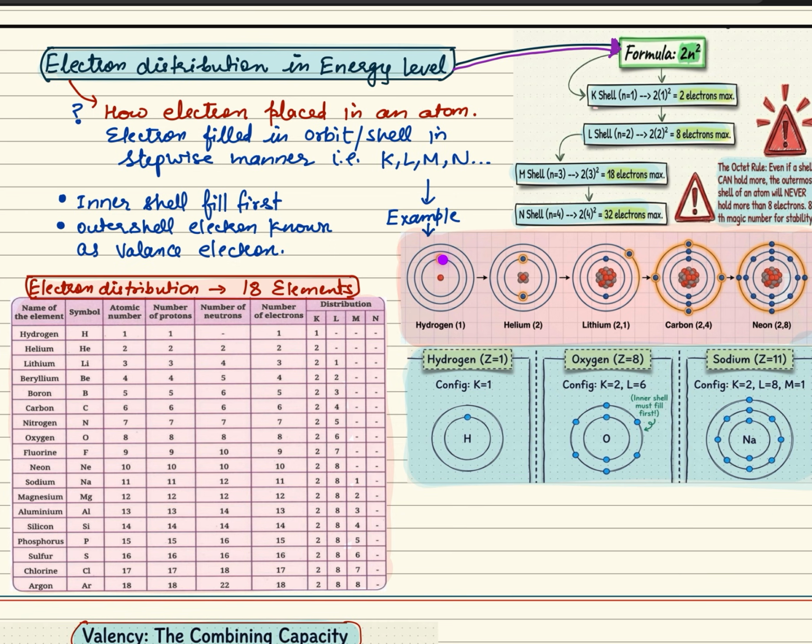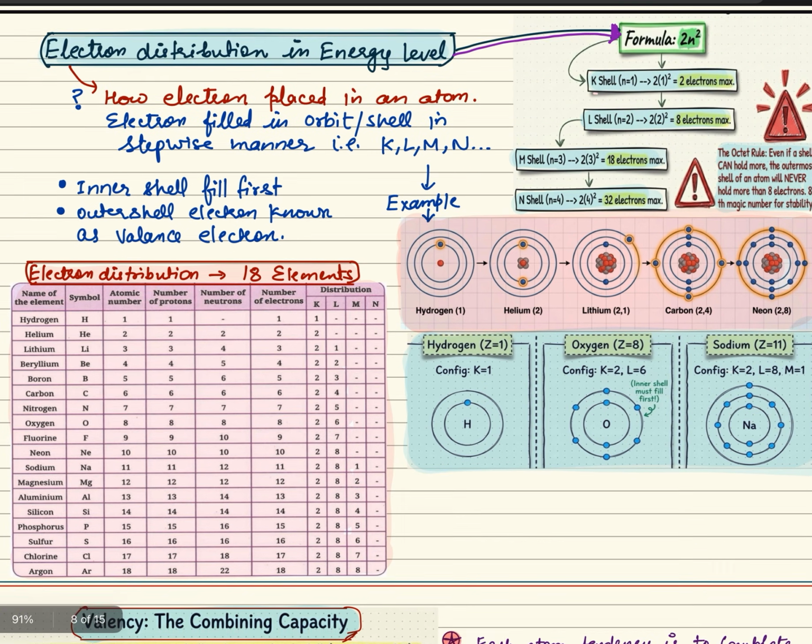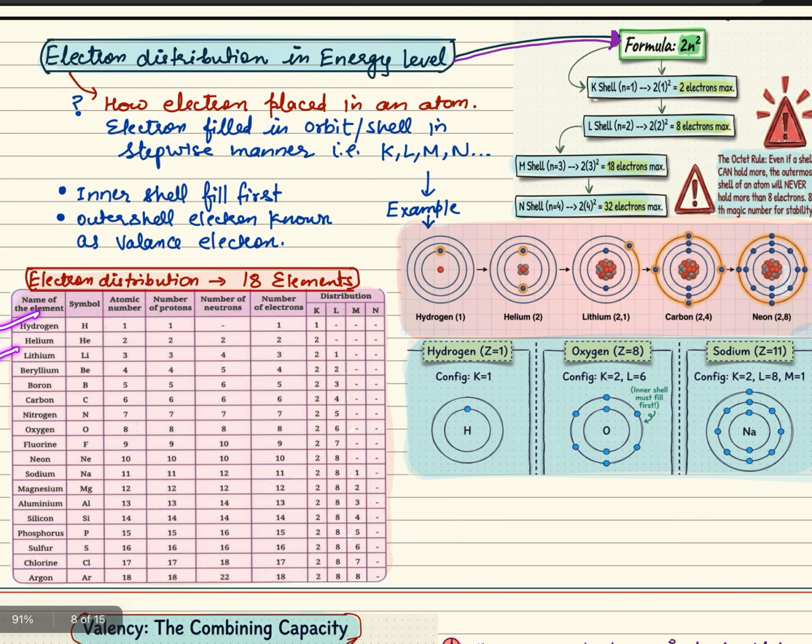And this is the rule for filling the electrons. First we have to fill the first shell with 2. After that we have to completely fill the second shell with 8, and so on. The inner shell should be filled first. The last shell is the valence shell, and the electrons in the last shell we call the valence electrons. And this is the table that shows everything, K, L, M, and how these are filled.